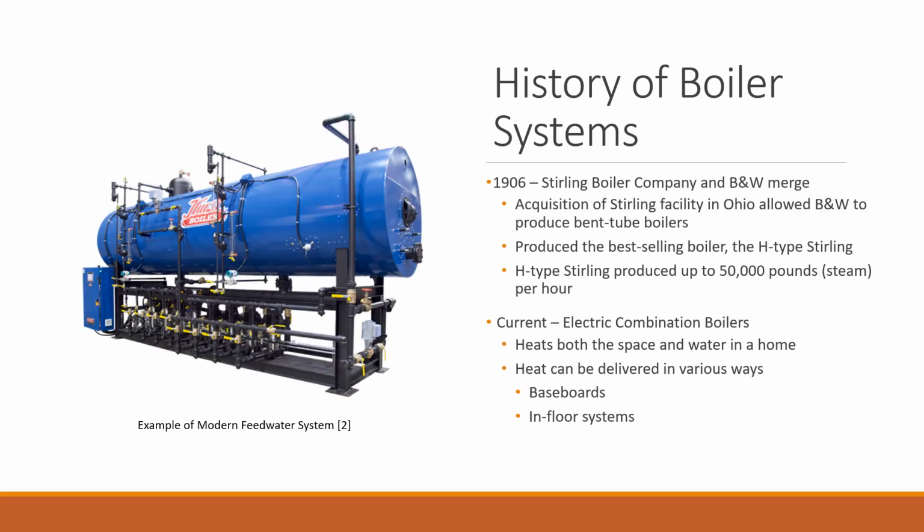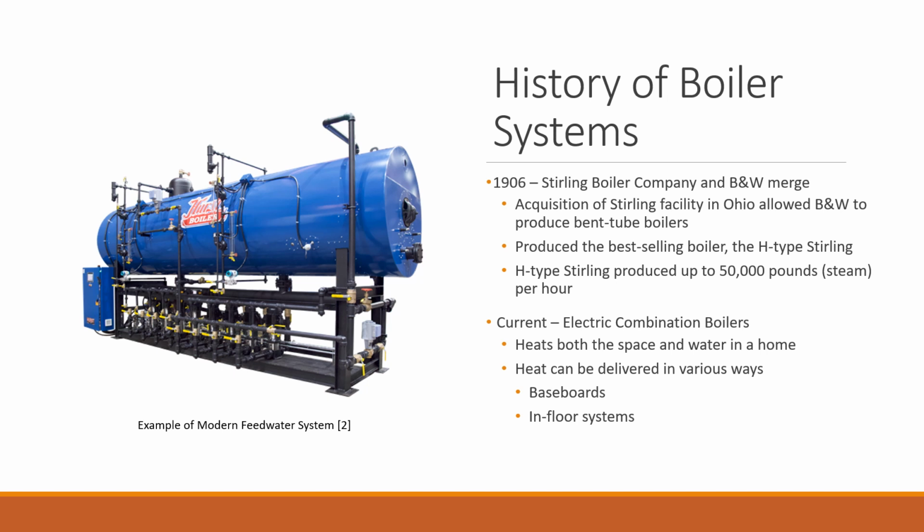Driven by a competitive market, the Stirling Boiler Company and B&W decided to merge in 1906. With this merge, the acquisition of the Stirling facility in Ohio allowed B&W to begin production of bent tube boilers. This allowed them to design and produce the best-selling boiler, the H-type Stirling. The H-type Stirling produced up to 50,000 pounds of steam per hour, which was the greatest amount of steam generated by a boiler up to this time. This H-type Stirling boiler is still seen partially in our current boilers today.